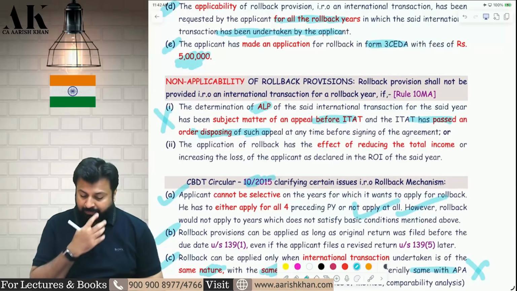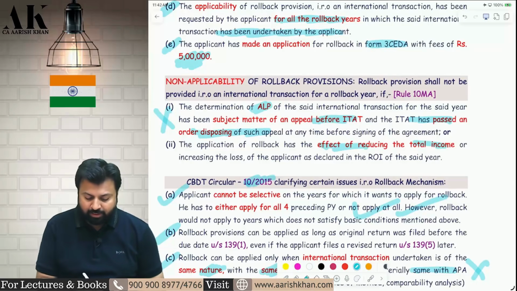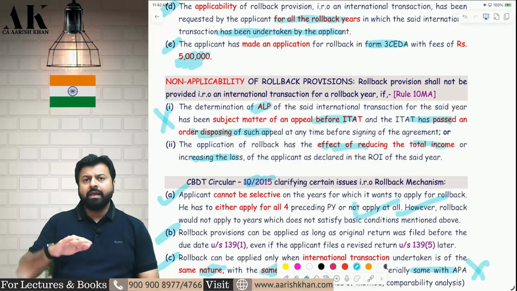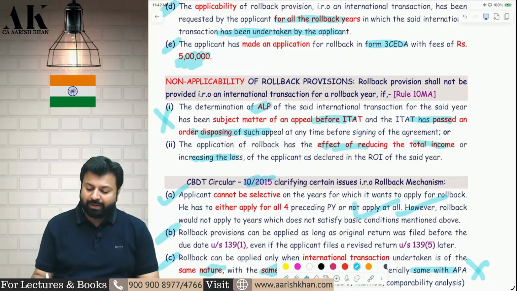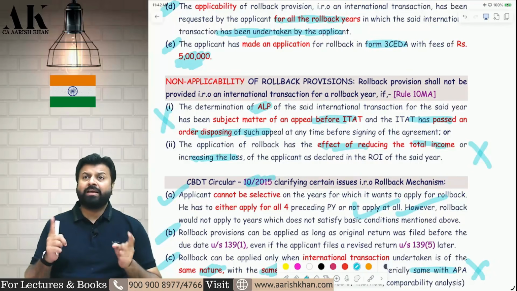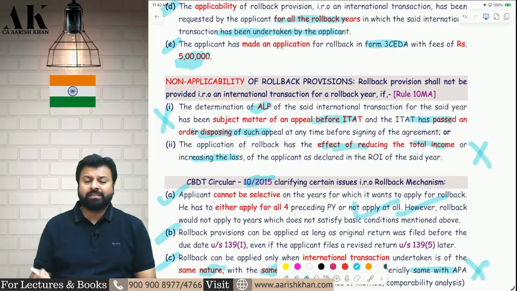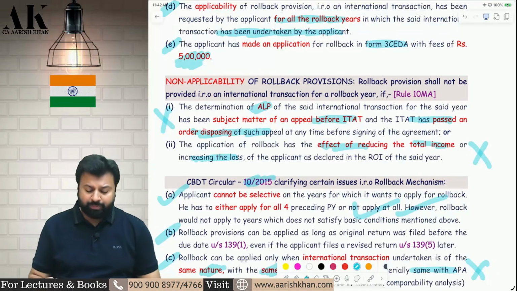Similarly, rollback is not possible if it has the effect of reducing the income or increasing the loss. If after doing the rollback, the income is reducing, it means it is a loss to the CBDT and a benefit to the assessee. Or if the loss is increasing, it means a benefit to the assessee. Then in that case, rollback is not possible. Rollback is possible only if the income increases or if the loss decreases. Otherwise, rollback is not possible. I hope it is clear to all of you.